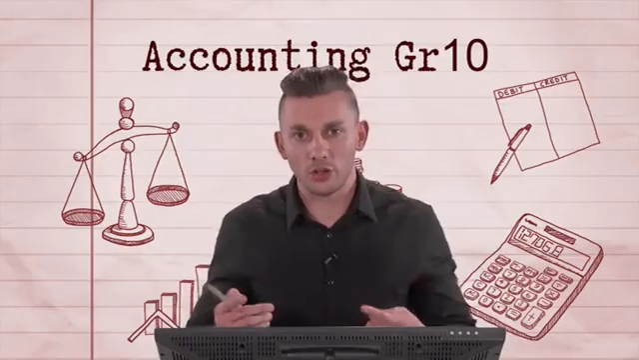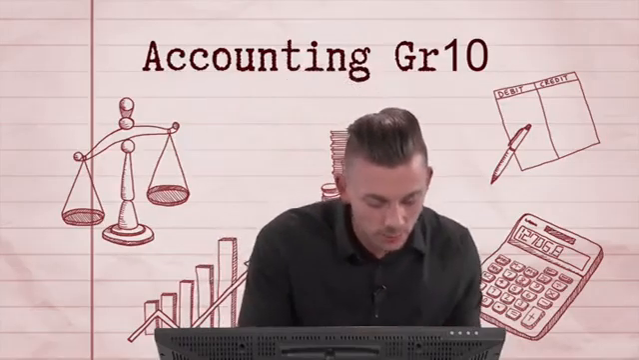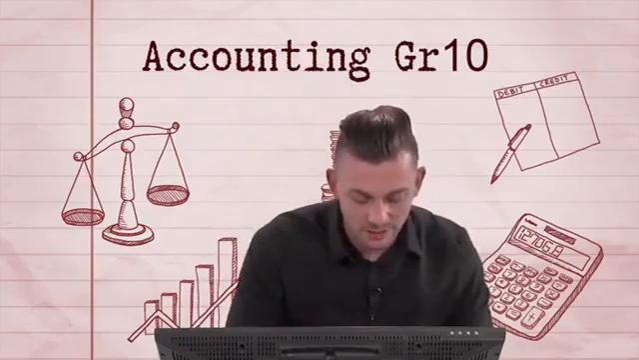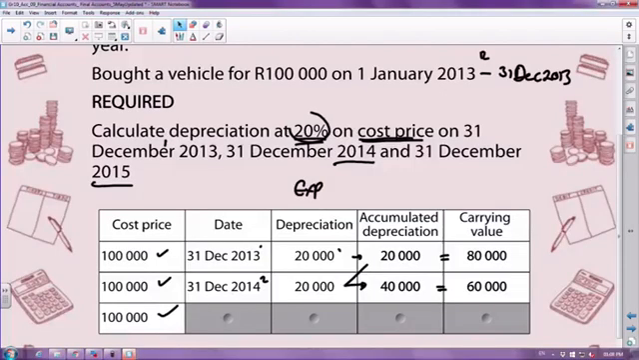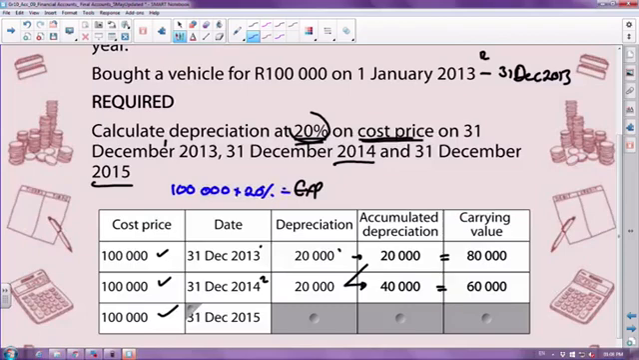Okay guys, I know you got this one right. So let's go and look at it. Remember your cost, 100,000. And then your year will be the 31 December 2015. That's your end of the year. But now, what did you do? You calculated the 100,000 times 20% for the full year. That will equal your 20,000, as you can see.